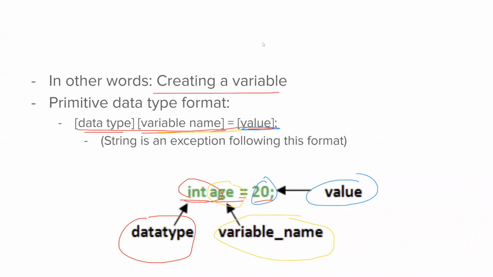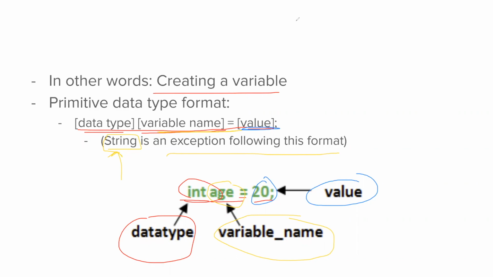We also have object data types. Those we don't talk about till a few days later, but I want to talk about strings. Strings are an object, okay? And strings are the only exception to this format. They act like primitive data types, but they are objects.